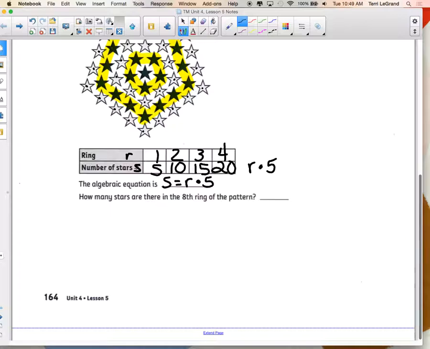So now it asks us this question. Suppose we could either keep drawing this pattern, or we could use our equation to figure out how many stars are there in the 8th ring of the pattern, and show our work.